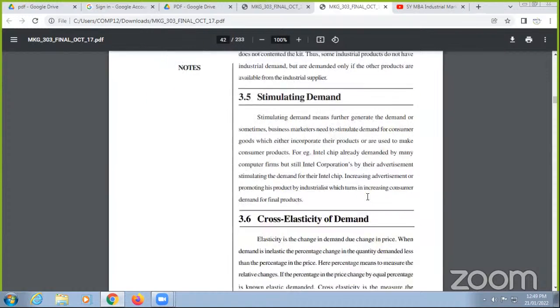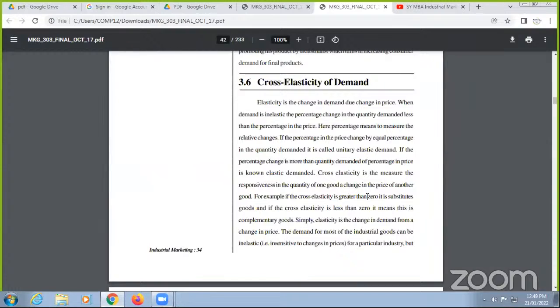Next demand type is the cross elasticity of demand. Elasticity is the change in demand due to change in price. When demand is inelastic, the percentage change in the quantity demanded is less than the percentage change in the price. Hence, elasticity measures the relative changes. If the percentage change in the price equals the percentage change in the quantity demanded, it is called unit elastic demand. If the percentage change in quantity demanded is more than the percentage change in price, it is known as elastic demand.